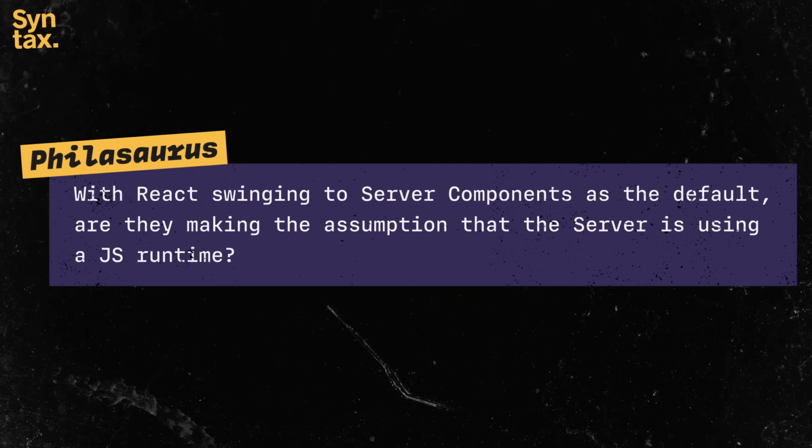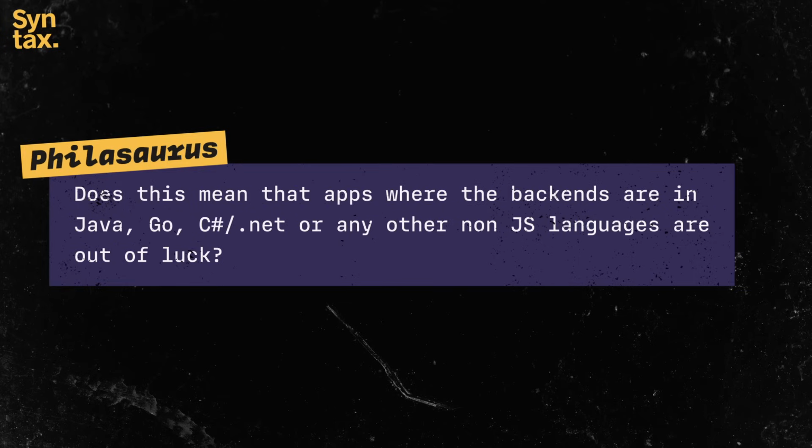Next question from Philosaurus. With React swinging into server components as the default, are they making the assumption that the server is using a JS runtime? Does this mean that apps where backends are in Java, Go, C#, .NET, or any non-JS languages are sort of out of luck? Kind of, but kind of not. So the way that we've seen server components so far is with meta frameworks like Next.js, right? And the idea there is that you have your backend components, you have your front end stuff where you opt in to use client. And at some point, yes, they both do need to be done in JavaScript because of the way that server components work.